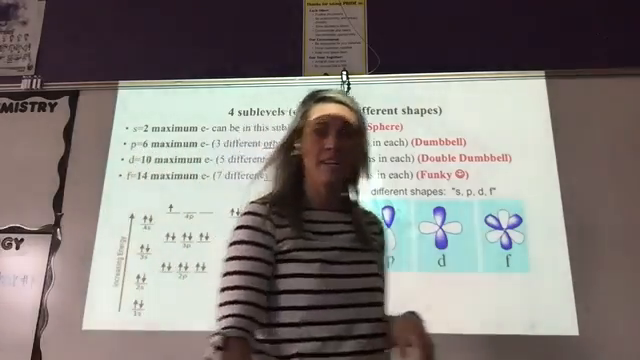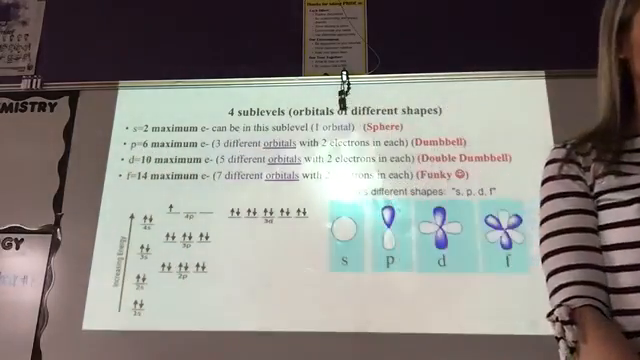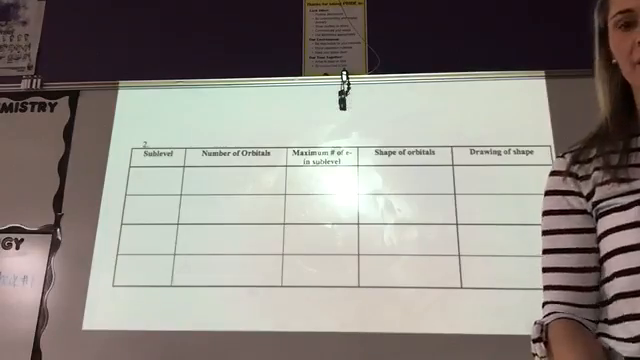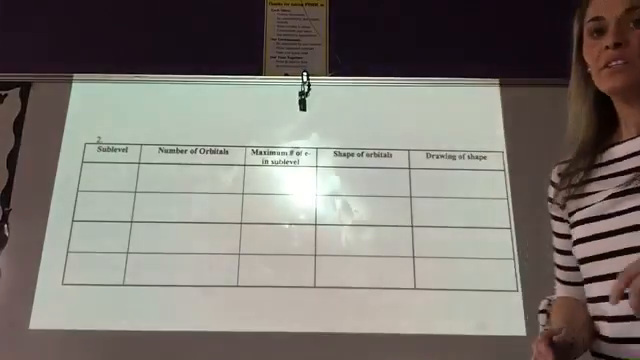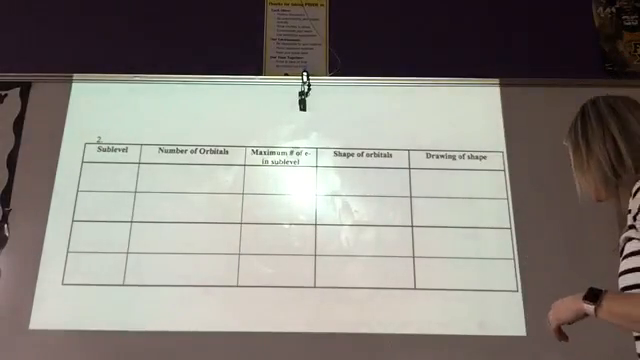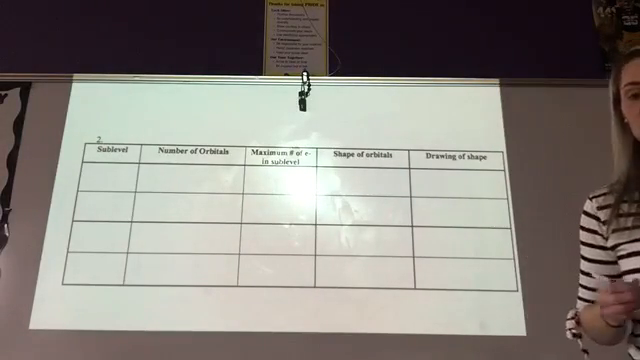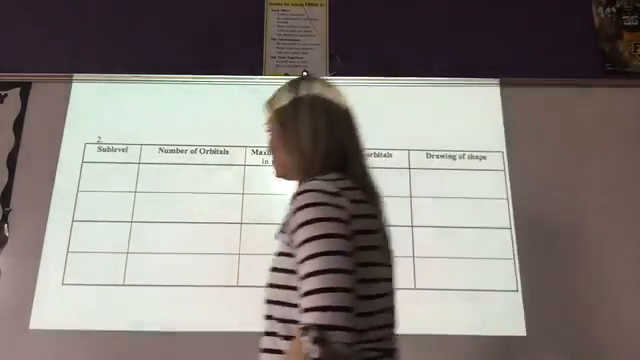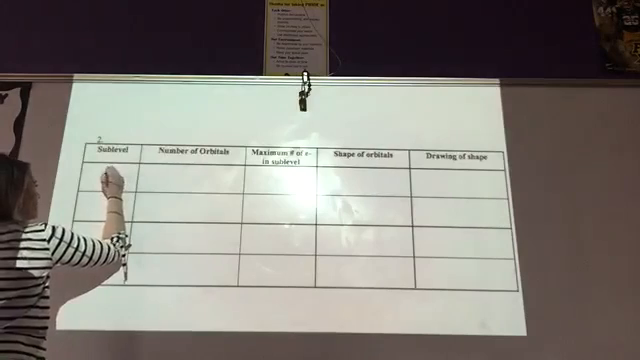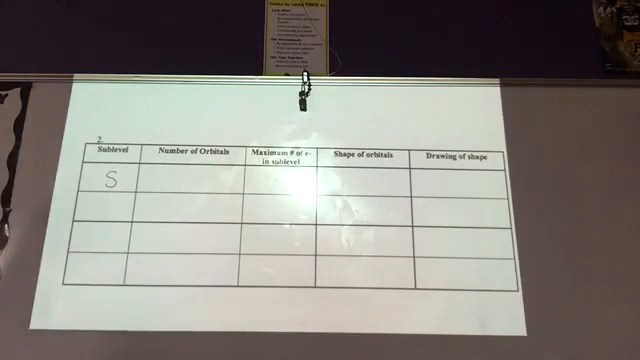So let's actually write down and see what this looks like on your table on page 5, I believe. So, looking here with me, we're going to fill this out. So we just saw the 4 sublevels, which you're just learning. The first sublevel that's going to be filled is going to be the S sublevel. So we're all going to write S right here. The next one is P.